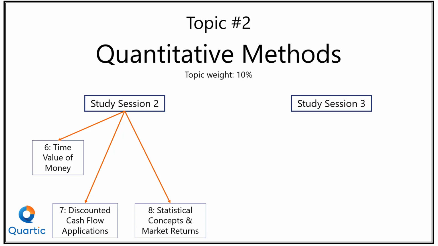Skewness relates to its degree of symmetry, kurtosis relates to the thickness of the tails, and therefore the likelihood of extreme results occurring. Now, if statistics is your Achilles heel, ensure that you spend sufficient time on this reading because it's actually quite important. The final reading in Study Session 2 is Probability Concepts.